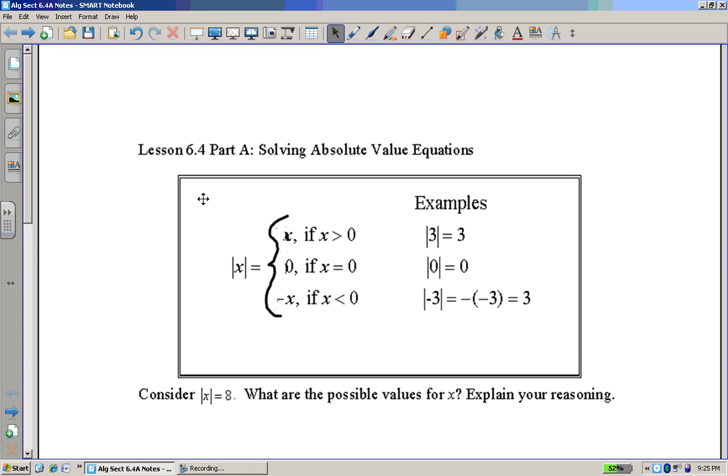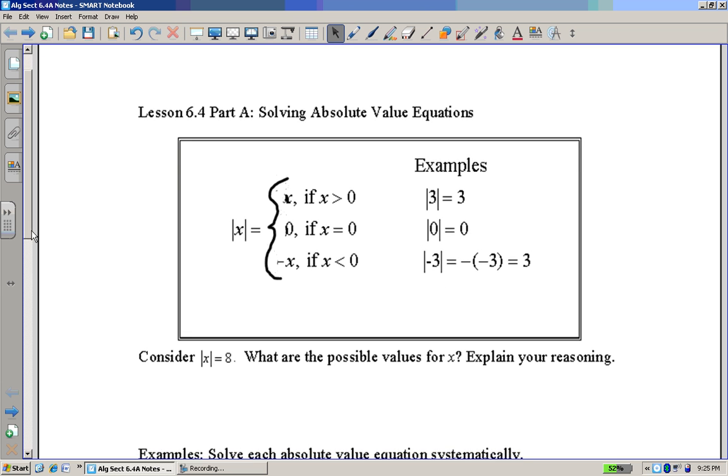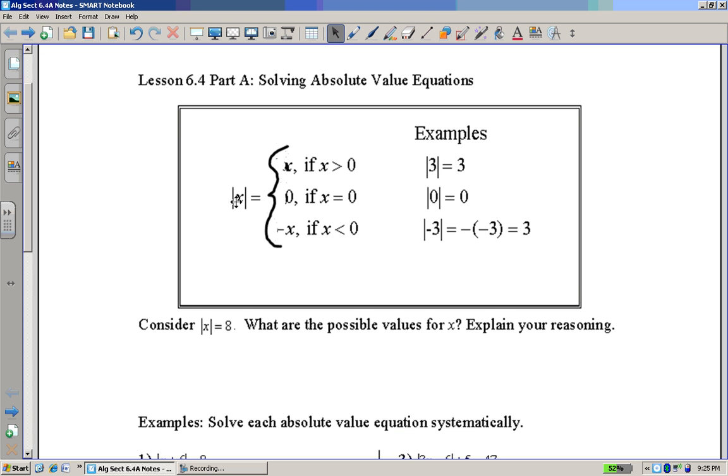Today we're looking at solving absolute value equations in one variable. Now, we consider the absolute value of x. When we're talking about it algebraically, it's actually quite interesting because we're going to have to split it into separate cases.